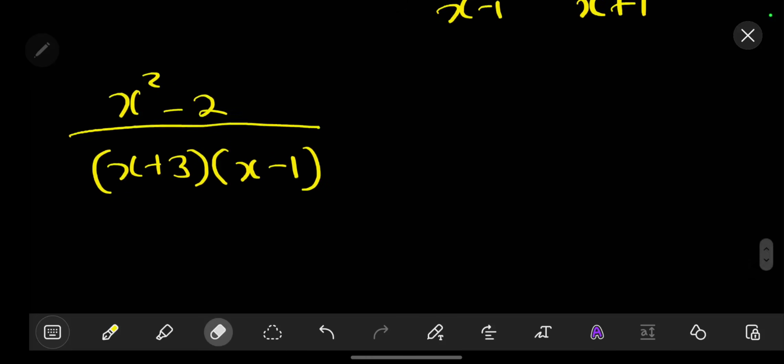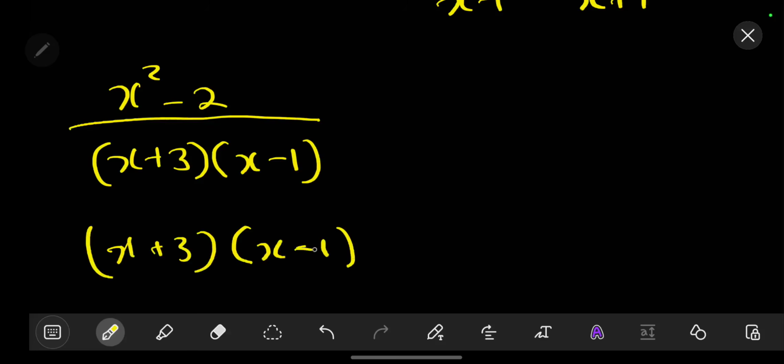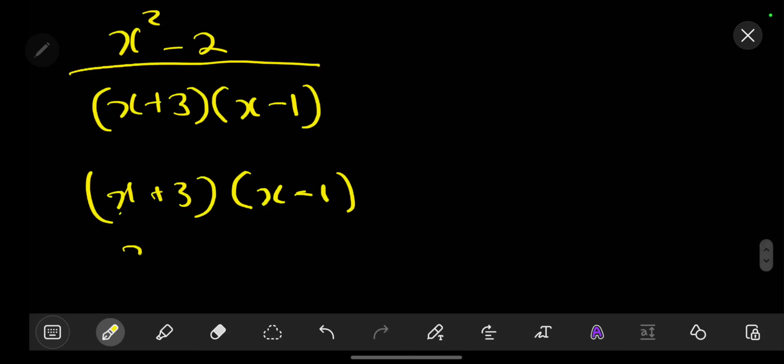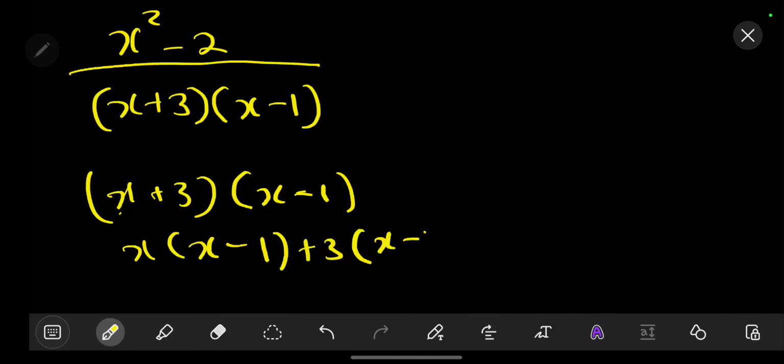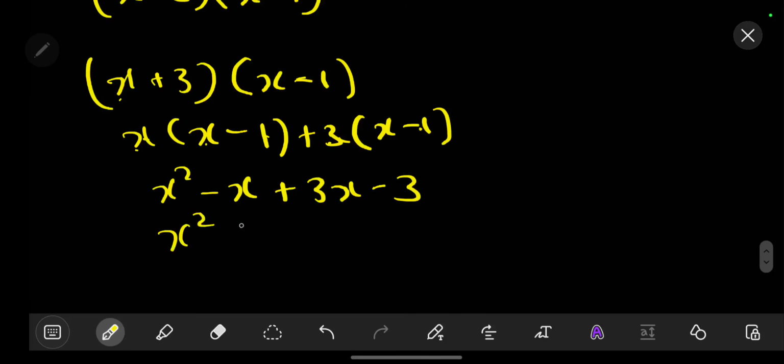So we are going to say, let us multiply this. We are going to have x plus 3 times x minus 1. We are going to expand it first. So the first number multiplies everything, then the last number also multiplies everything. So x by x, it will be x squared. This by this, it will be minus x. 3 by this, it will be 3x. 3 by this, it will be -3, which will be our x squared, then plus 2x, then minus 3, like that.